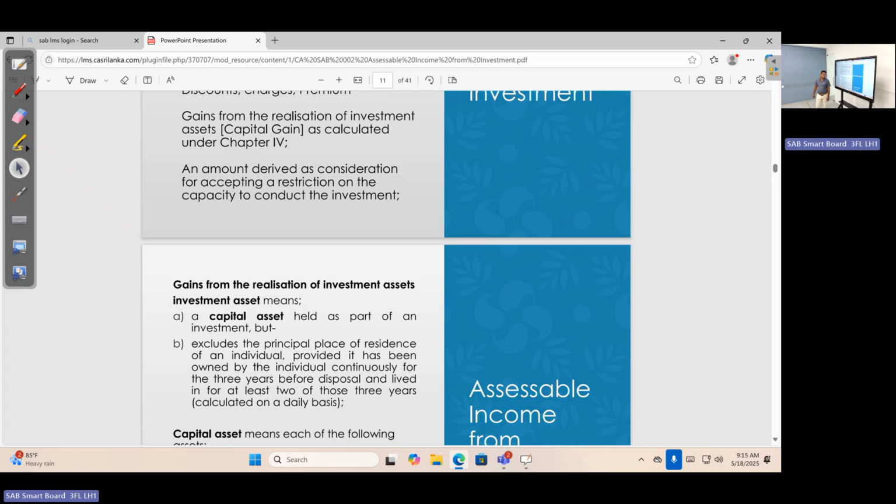Right? Excluding the principal place of residence of an individual, provided it has been owned by the individual continuously for the 3 years before the disposal. That is only applicable for an individual. Another thing is residence, the principal place of residence. If we are having more than 3 years of ownership, and out of that we lived there for 2 years, then it is excluded from the definition of capital asset. Otherwise, it is part of capital assets.